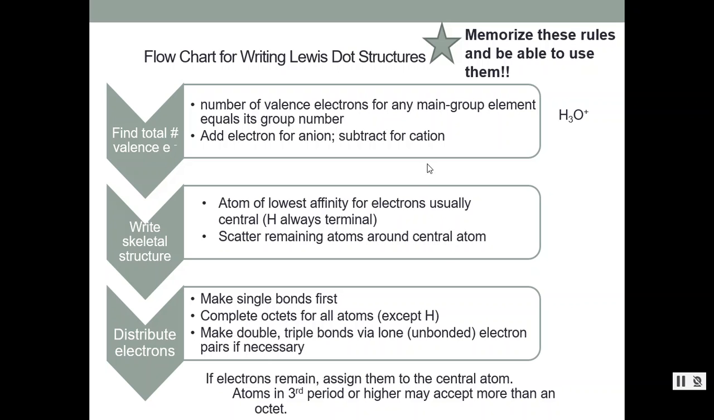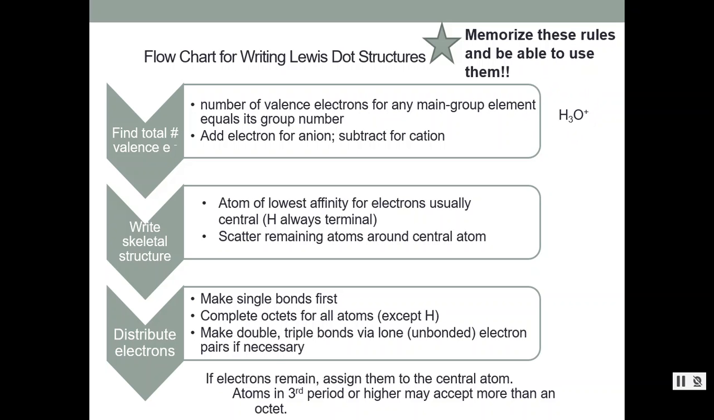You do need to memorize these rules and be able to use them. And these rules fall into three main steps, three main categories. We're going to use these rules along with the little hints I have here to write the Lewis dot structure for H3O+, also known as hydronium ion.